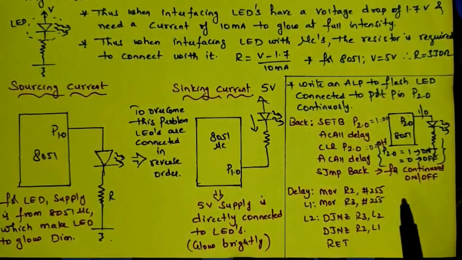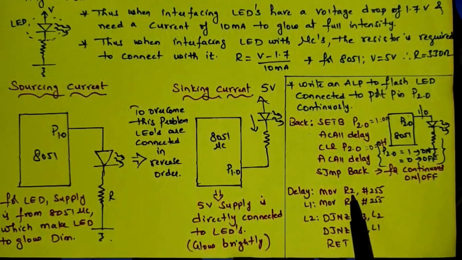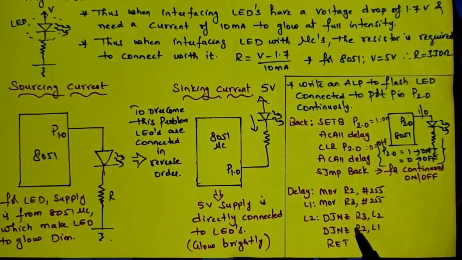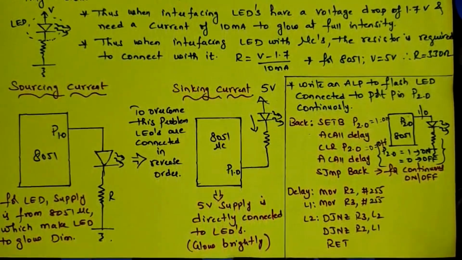As usual, we need to write the delay program separately in order to reduce the length of the program. Here we will use two registers, R2 and R3. We will move immediate data 255 to R2 and 255 to R3. DJNZ R3, L2 means it is going to decrement 255, next 254, and if it is not 0, the loop is going to be repeated. 253, 252, like this and so on. After getting 0, it enters the next loop, DJNZ R2, L1.